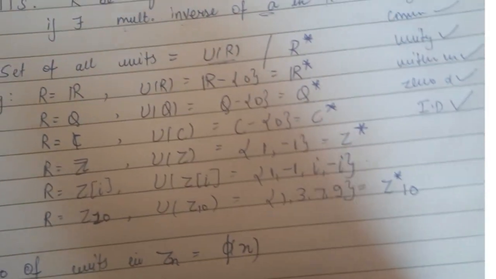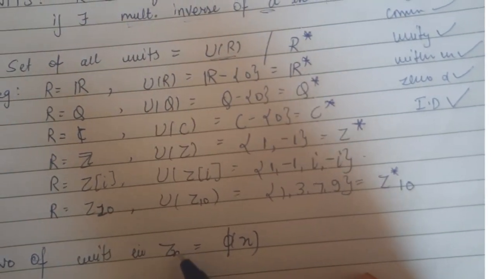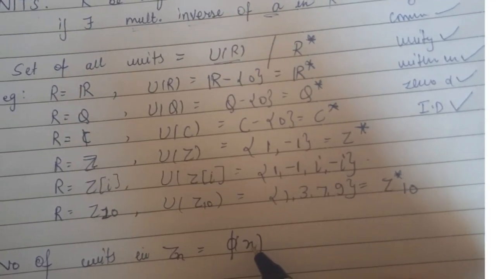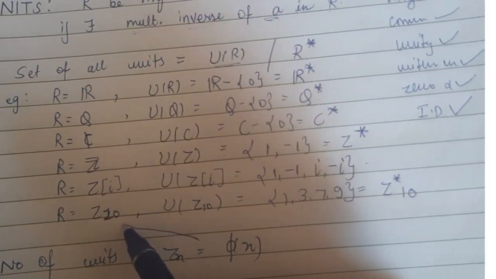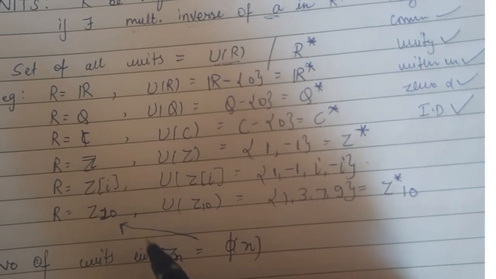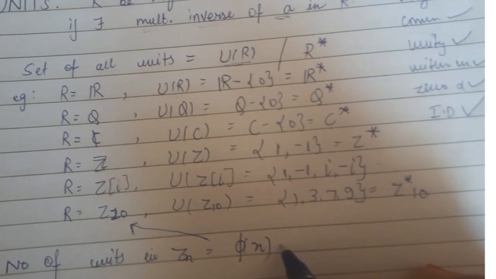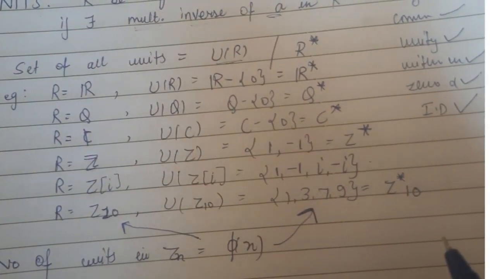Next, if we are interested in finding the number of units in Zn, that is basically equal to phi of n, and we know how to find the value of phi of n. Just link it with Z10. We have Z10 and the number of units equals phi of 10. Phi of 10 equals 4. That is why we are getting only 4 units here. Okay.